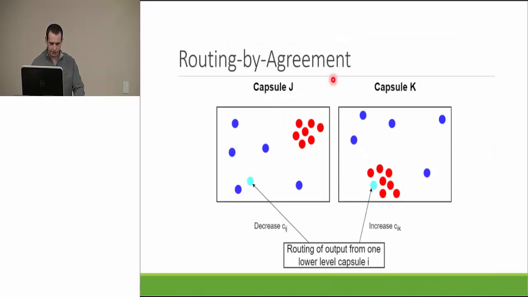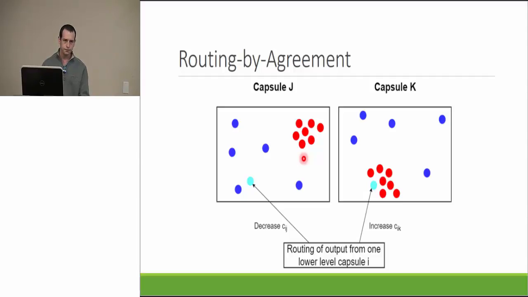So this is conceptually how routing by agreement works. Let's say we have two higher level entities we want to model, so two higher level capsules, J and K. And we have many different lower level capsules whose information is getting passed to these higher level capsules. First we do the affine transformation, so we get prediction vectors, which are these different dots. Each one of these is a different prediction vector from a different capsule.